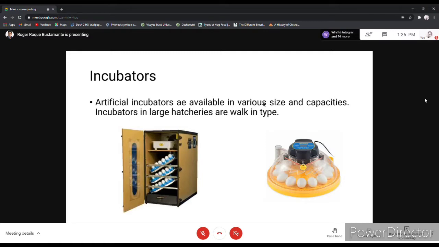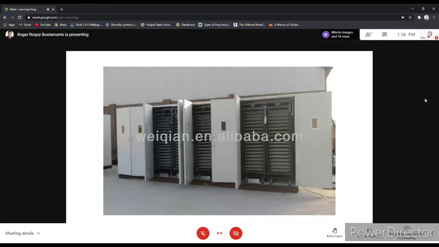So next, okay, this is how a big hatchery looks like.